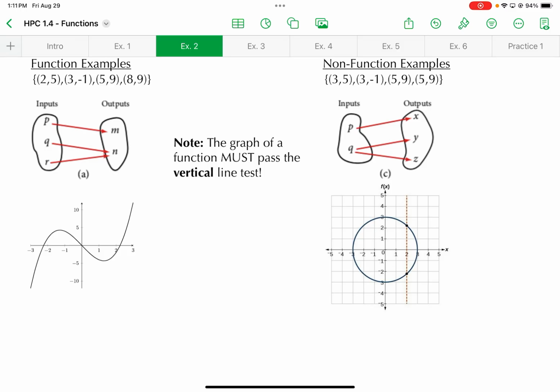What we need to make sure is that each independent variable goes to exactly one y value. Now, we could have two different x values go to the same y value. What we can't have is the same x value go to two different y values. That would be an issue. So for example, we've got 5 going to 9 and we have 8 going to 9. That's okay. We can achieve the same output twice. We just can't have the same input go to two different outputs, okay?